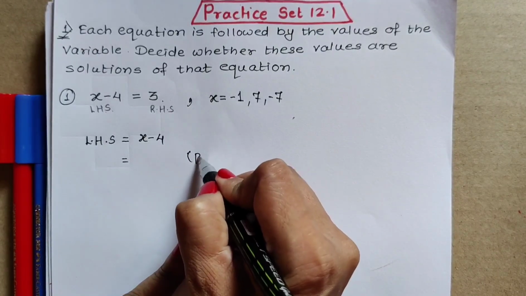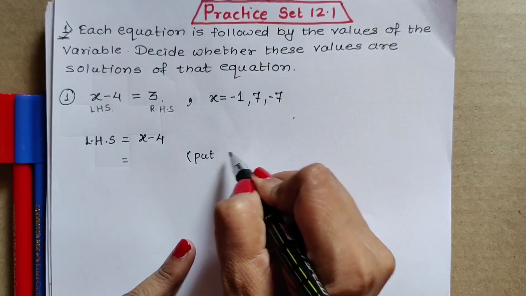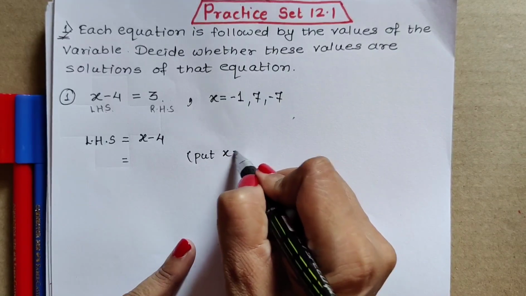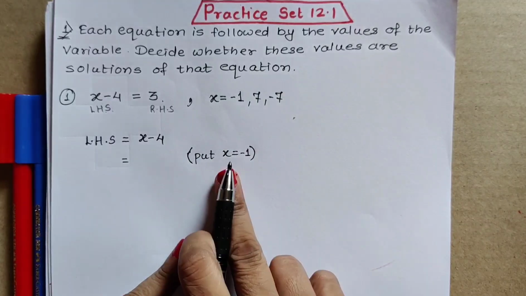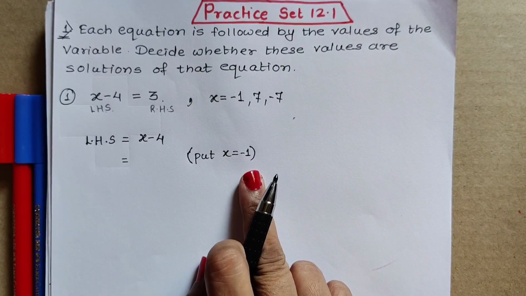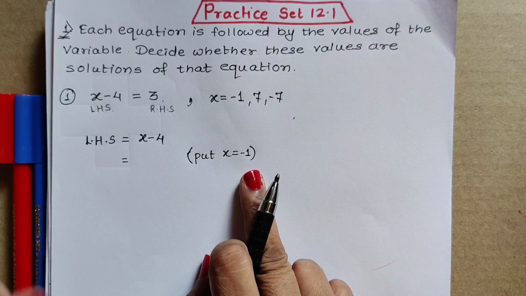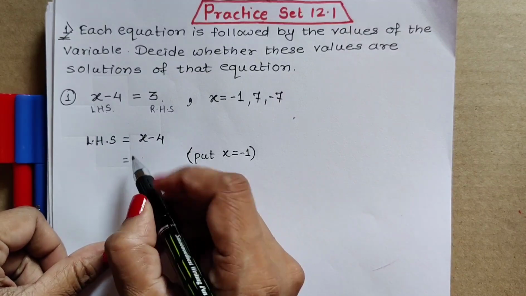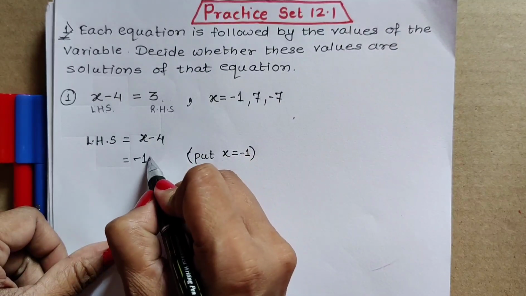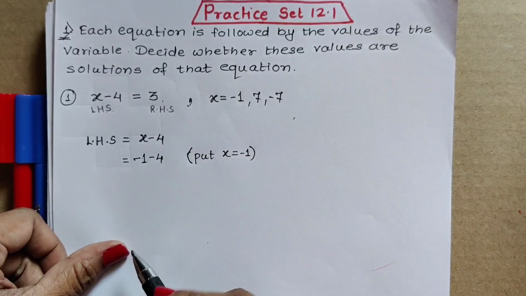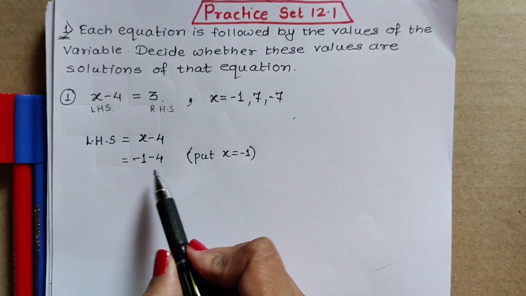Here in the bracket I am going to put, or substitute, x is equal to minus 1. That means in place of x we are going to write minus 1 and then we will calculate it. So in place of x I am going to write minus 1, minus 4 as it is. Now this calculation we can do.